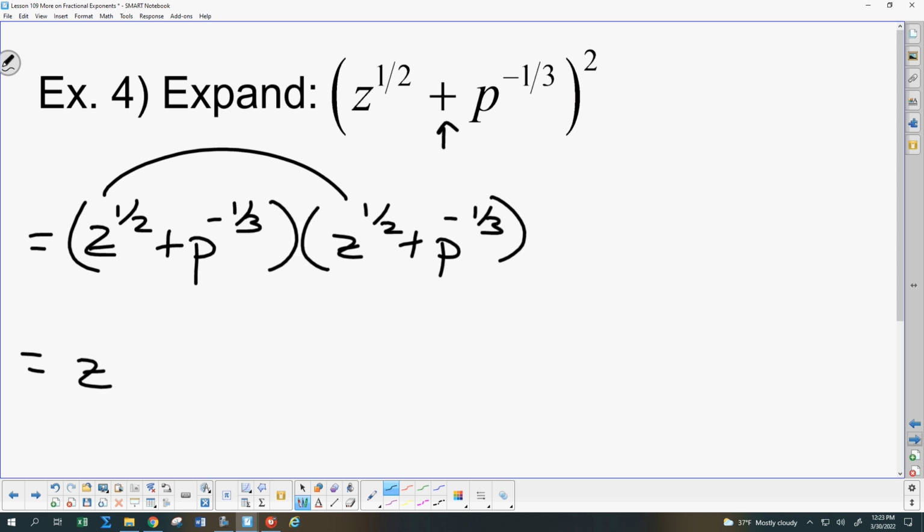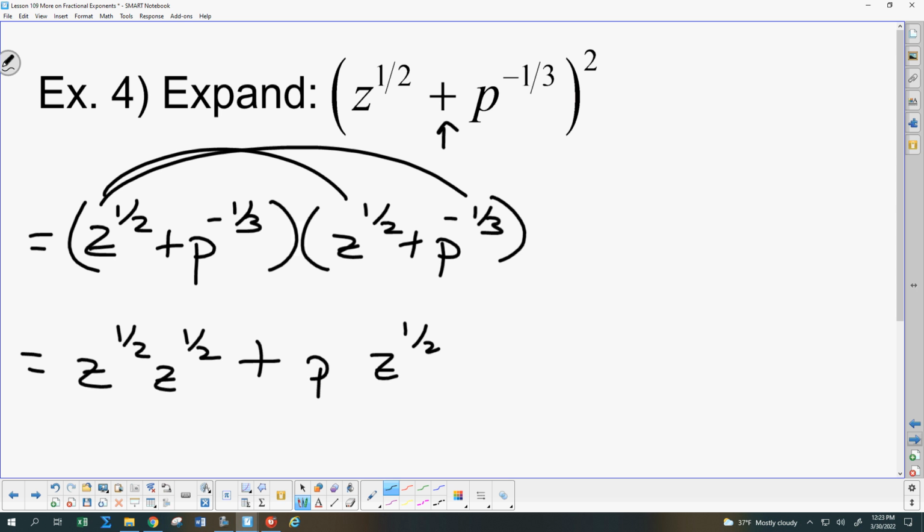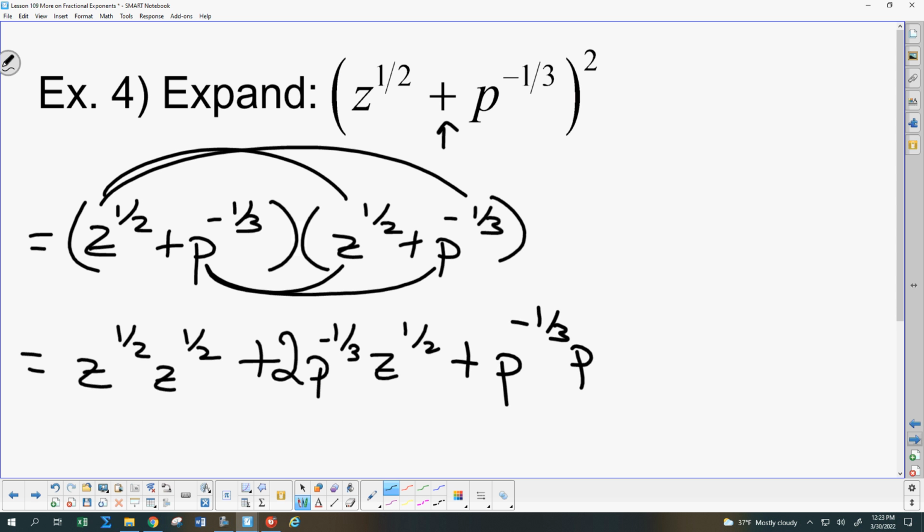So first times first, we'll have z to the 1/2 times z to the 1/2. We'll need to combine those exponents. Then we will have plus z to the 1/2 times p to the minus 1/3. Then we will do inside times inside, and I will have another p to the minus 1/3 z to the 1/2. So now I have two of those. And last times last, I will have p to the minus 1/3, p to the minus 1/3.